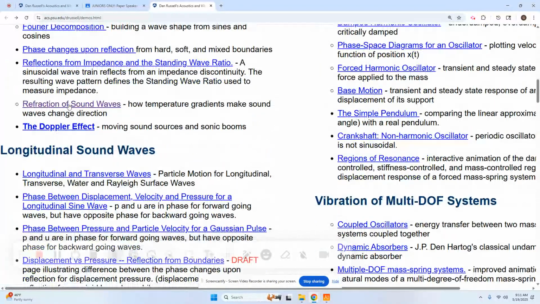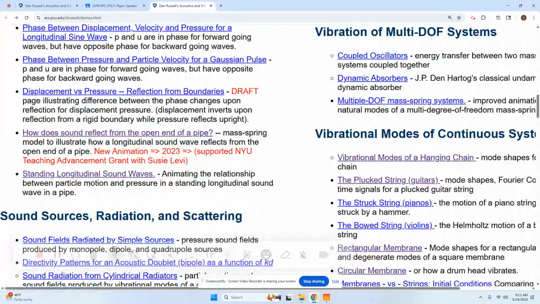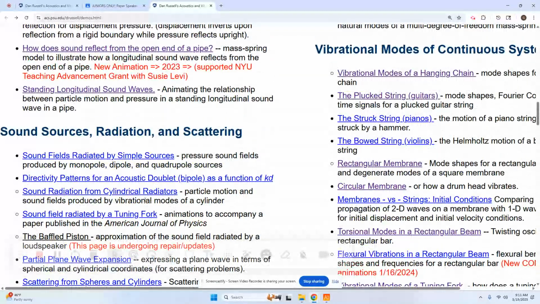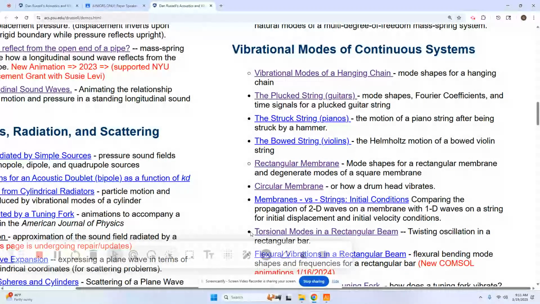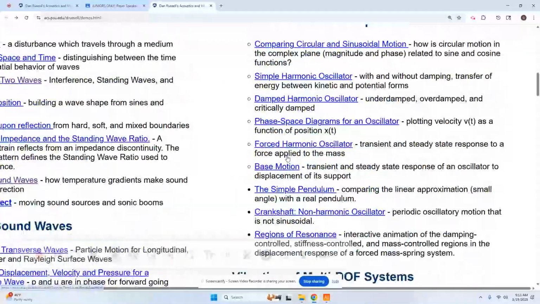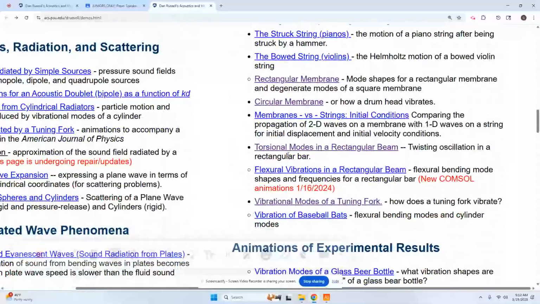We can do some other things here, talking about refraction of sound waves. Some of you might have heard of the Doppler effect. You could look at that link if you'd like to. I want to move into some of these other things over here. Vibrating objects, things like waves and so forth, are an important part of everyday life. I want to show you guys some things here.